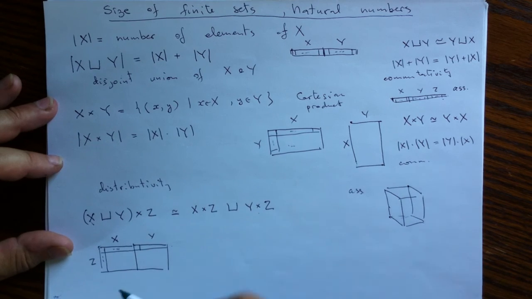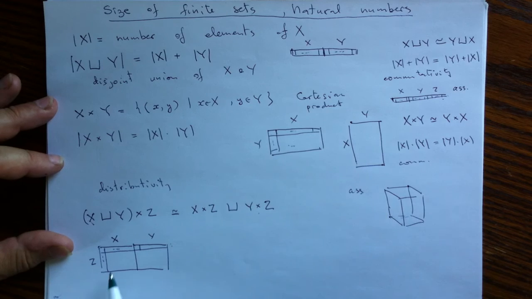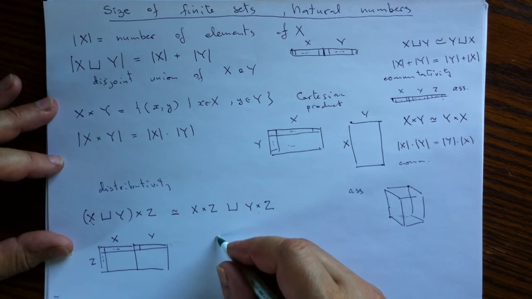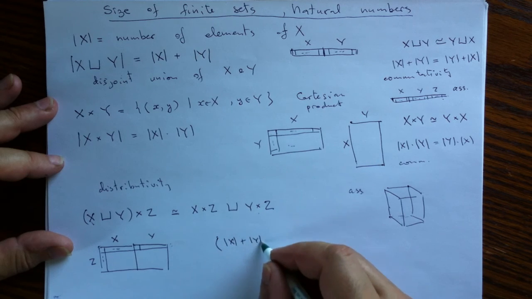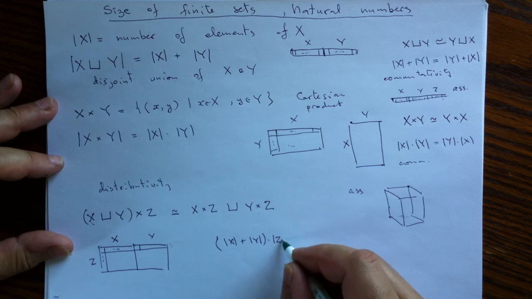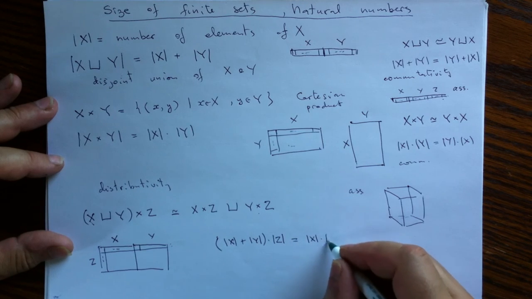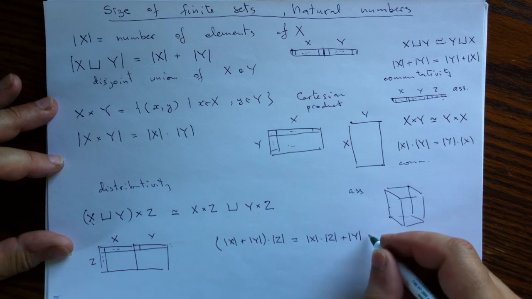And then these two products individually are these smaller rectangles, and glued together according to the union operation, they give the same answer. So that, turned into cardinalities, into numbers of elements, gives us the formula that the sum of two numbers multiplied by a third is equal to the sum of two products. That is what is called distributivity of addition and multiplication.